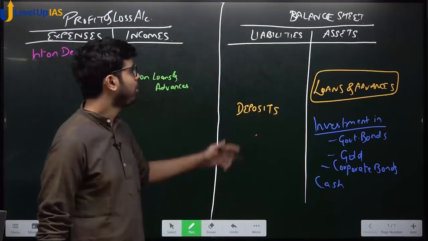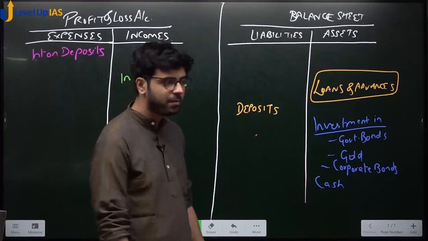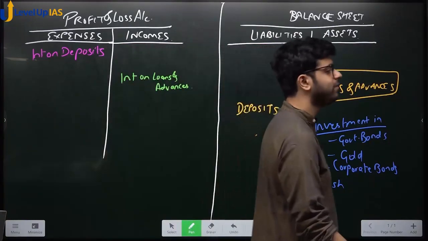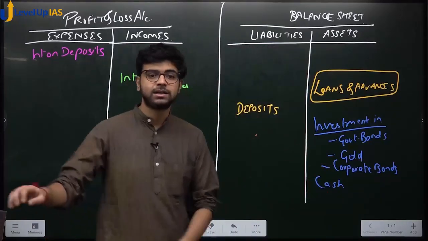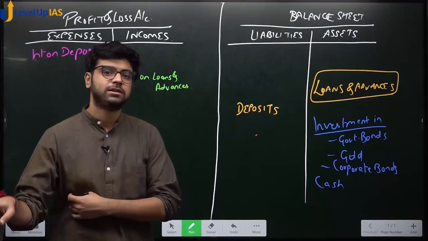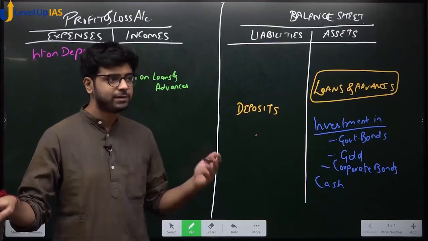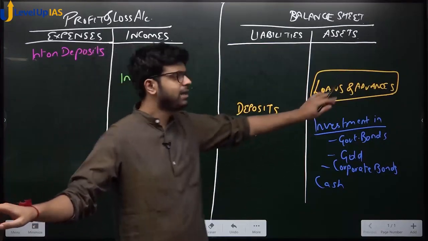Okay? What about all liabilities? See, whatever you are investing in is your asset. Always remember, you buy gold, you invest in shares. What happens if banks invest in shares? Where would it come, liability or asset? Banks are buying shares, and they are expected to gain some return from it. So we will write it on the asset side.